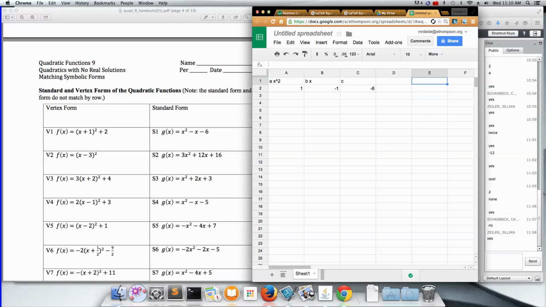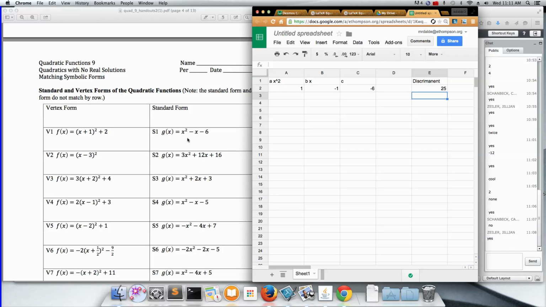All right, now this column over here, I'm going to call the discriminant. I'm not sure how to spell it. Anyway, what is that? That's b squared minus 4ac. So that would be equal to this number squared minus 4 times this number times this number, a and c. So in this case, the discriminant is 25. Okay?